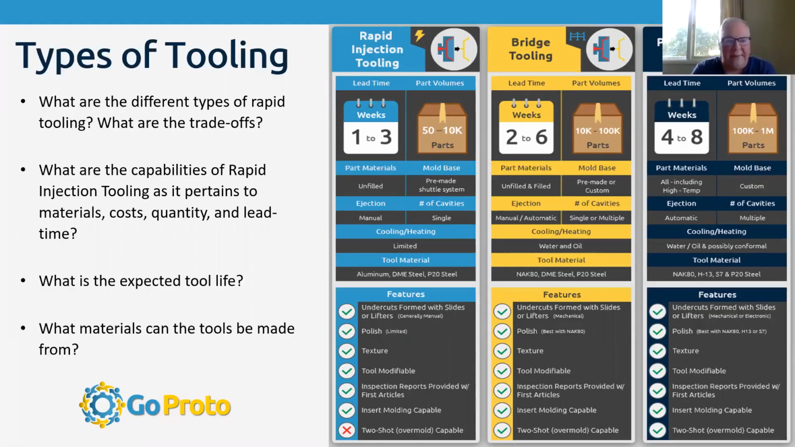The nice thing about the rapid injection tooling is, a lot of times, these are just cores and cavities. They go into a house base. We can provide that cost savings to you from not doing the standalone mold base. So that's an advantage to do the rapid injection as well. The bridge tooling can also be done with just cores and cavities into a house base. But we have to look at the geometry and see how everything fits up.